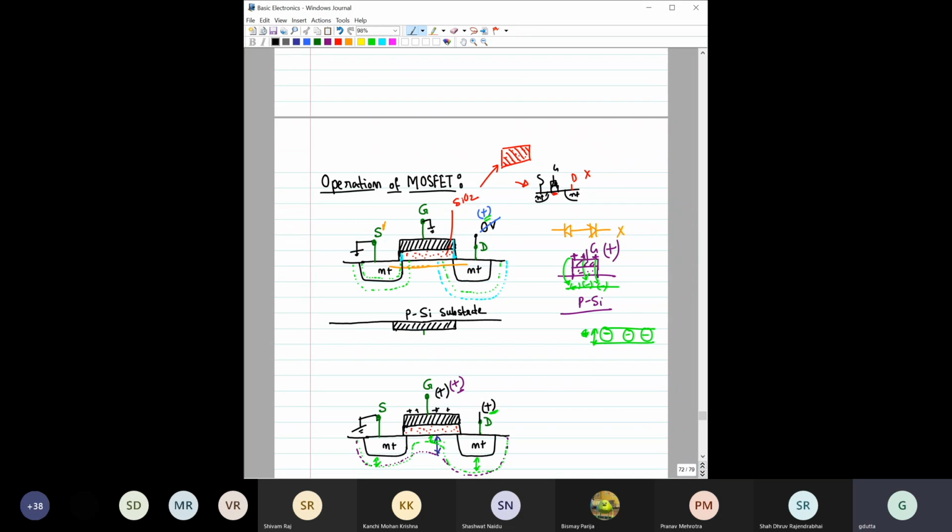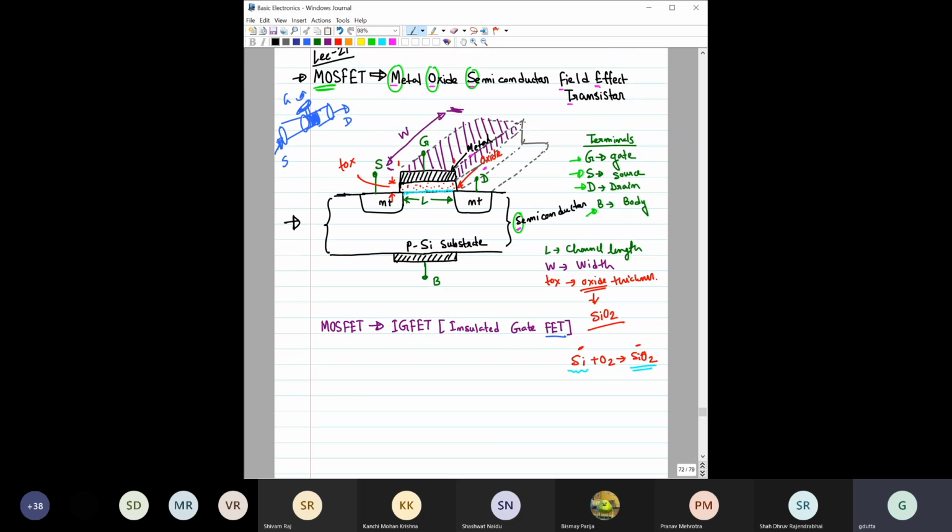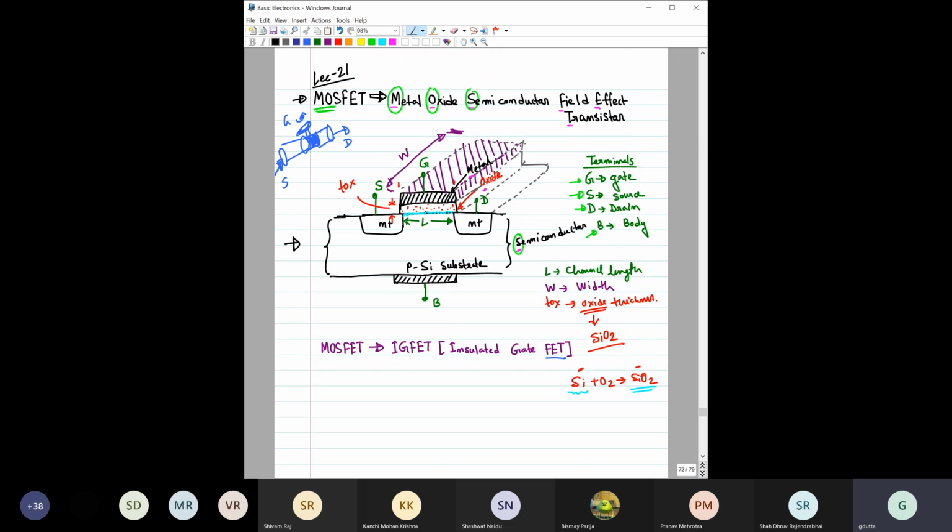Okay, so the recording has started. In the last class, we started our discussion of the MOSFET. MOSFET stands for metal oxide semiconductor field effect transistor, right?